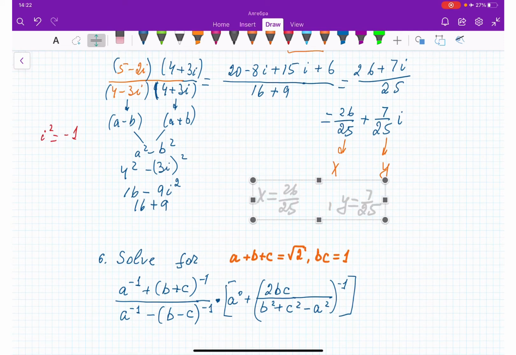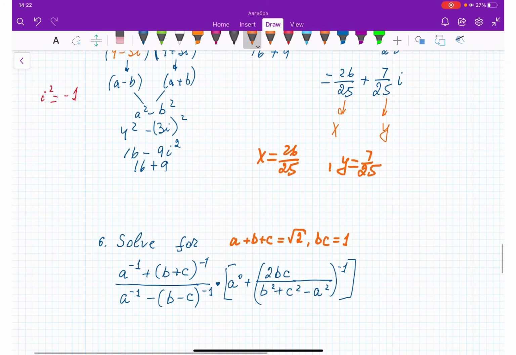Moving to the last question. So we are solving this expression, considering a plus b plus c equals square root 2, and b times c is 1. All right, let's solve it.